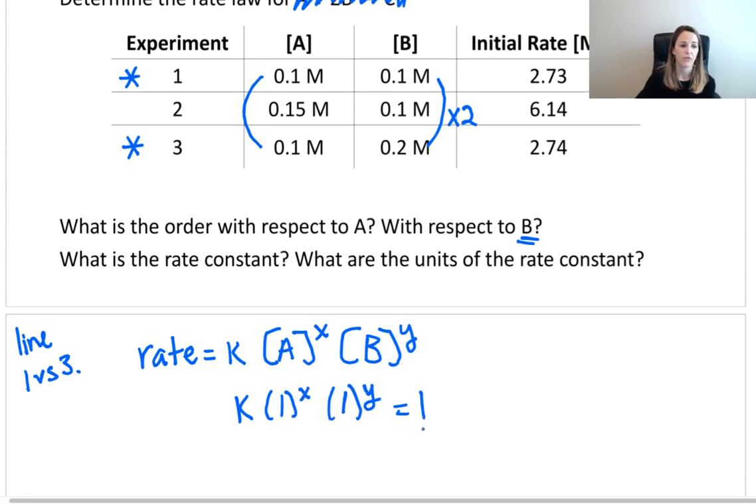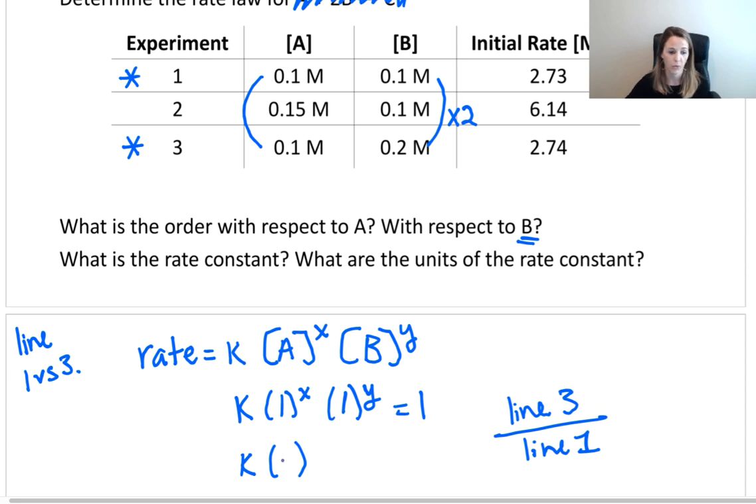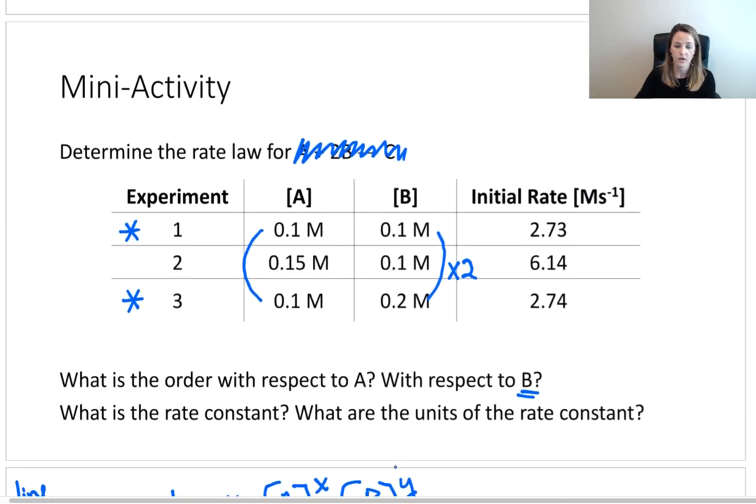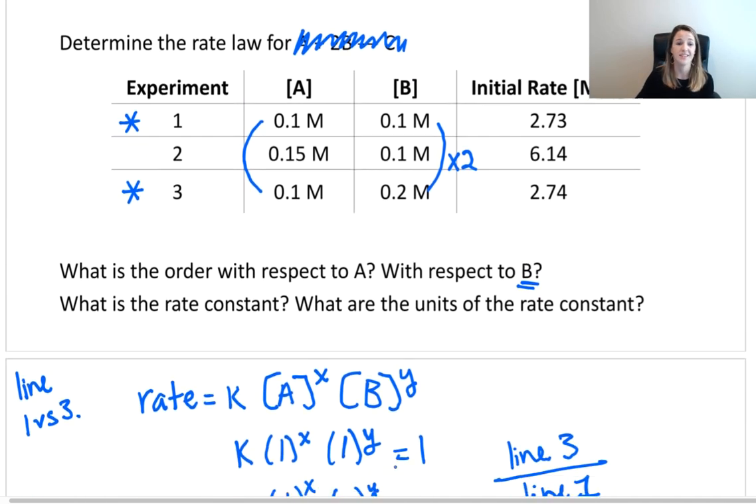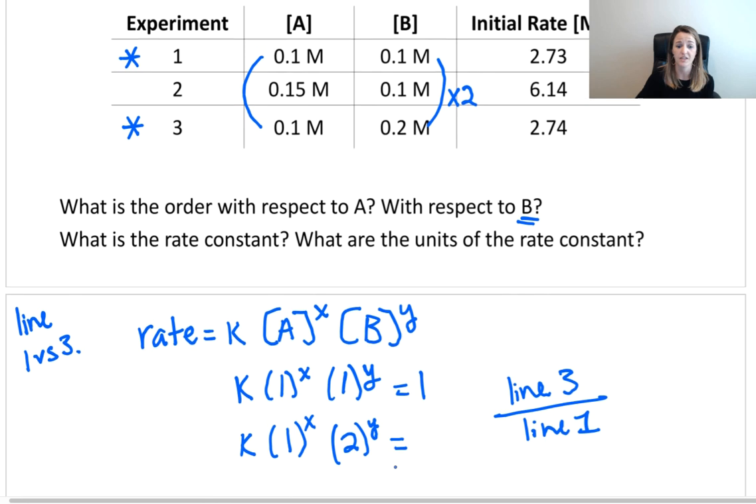Now we're going to come through and we're going to divide line 3 divided by line 1. Okay, so when we do that, K stays the same. Our A value, we have 0.1 divided by 0.1, that's 1. Then we can come here, 0.2 divided by 0.1, that's 2. And then we have 2.74 divided by 2.73. That's essentially the same number, at least in kinetics, and so we're going to put that as a 1.